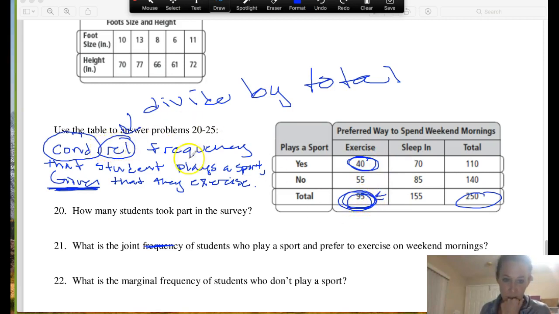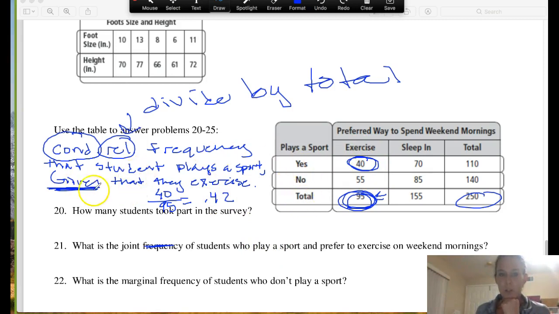And our conditional relative frequency would be that a student plays a sport given that they exercise. 40 of them do that. So that would be 40 out of the total that were surveyed about exercising, 95. Okay. And 40 divided by 95, you can put this as a decimal and just divide these out and put it as a decimal or a percentage. So if I did 40 divided by 95, I'm going to get 0.421. I just round to 0.42 or 42%. So 42% of students play a sport given that they exercise.